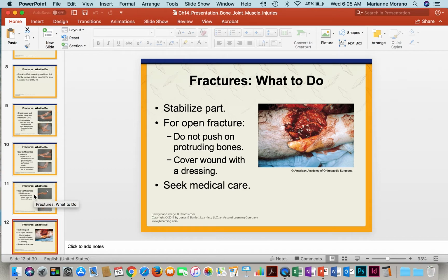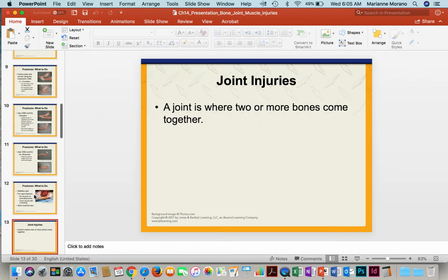You want to stabilize the body part. And for an open fracture, don't push on the protruding bones. Cover the wound with dressing and seek medical care.